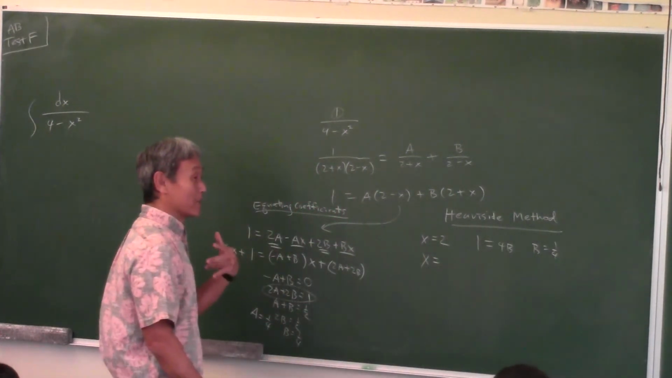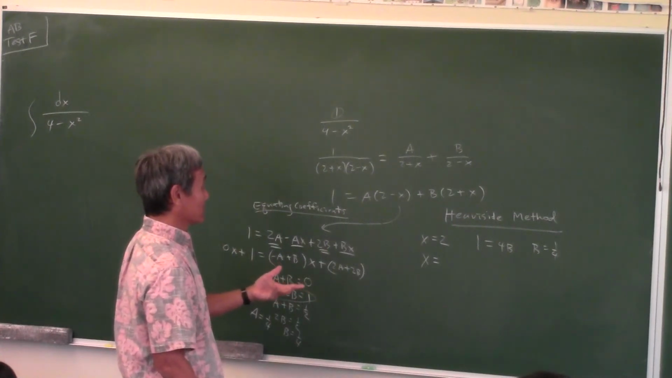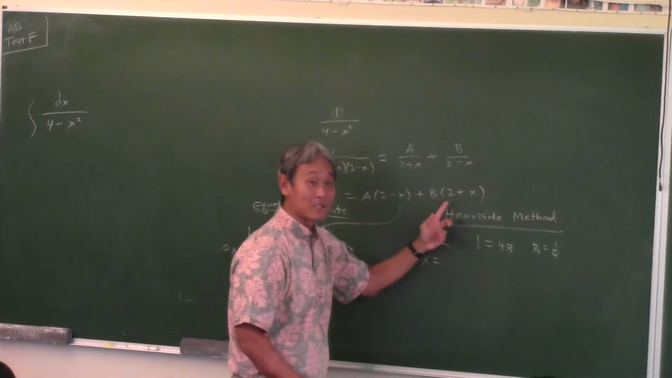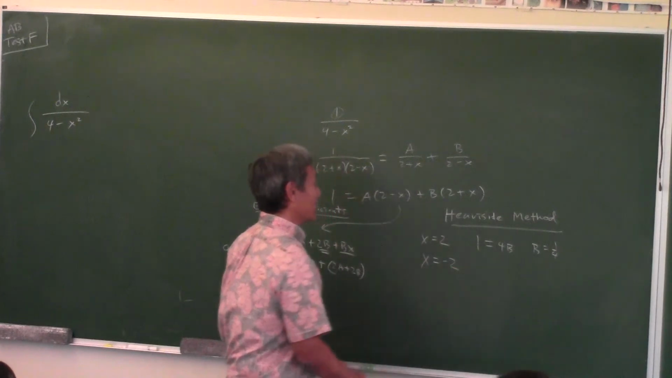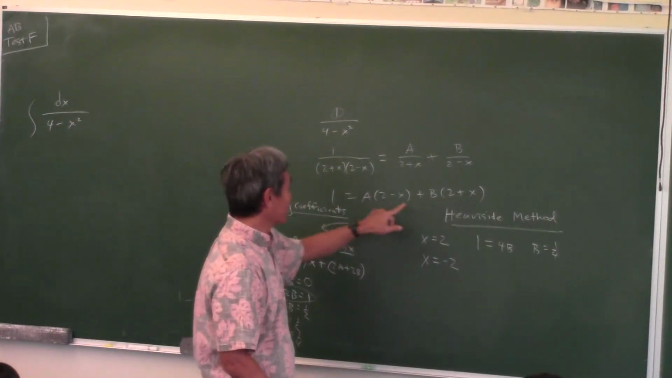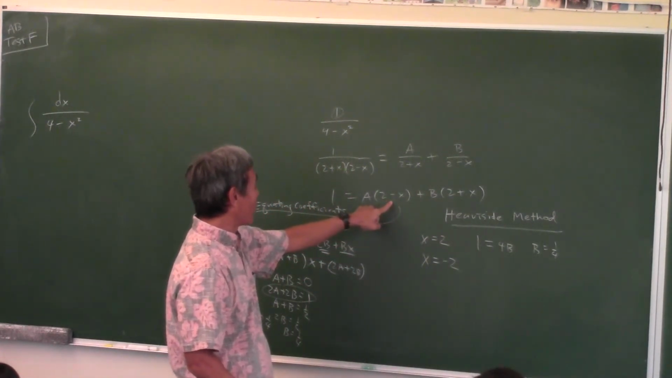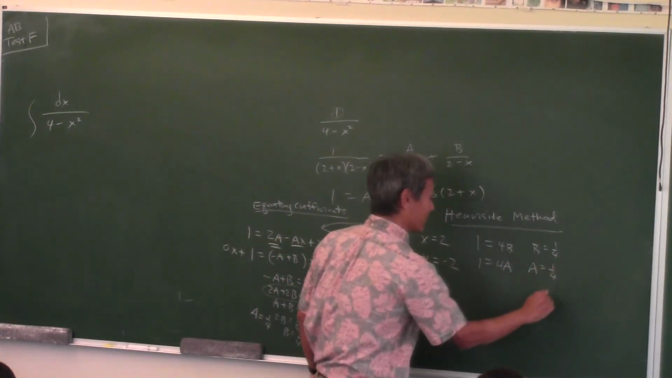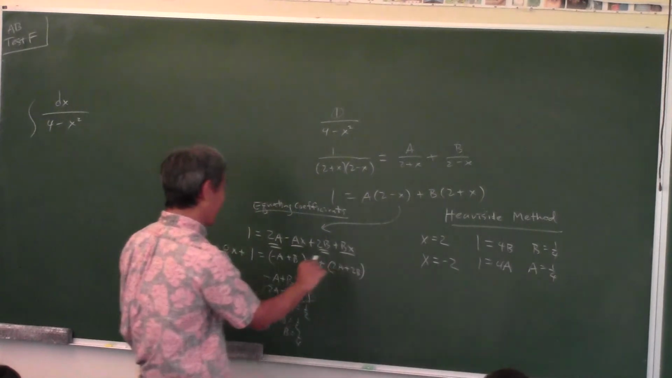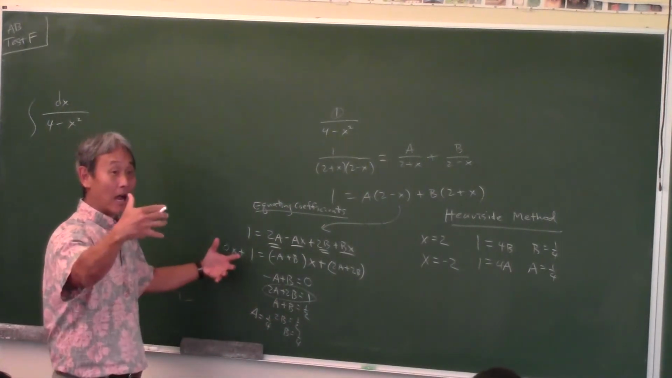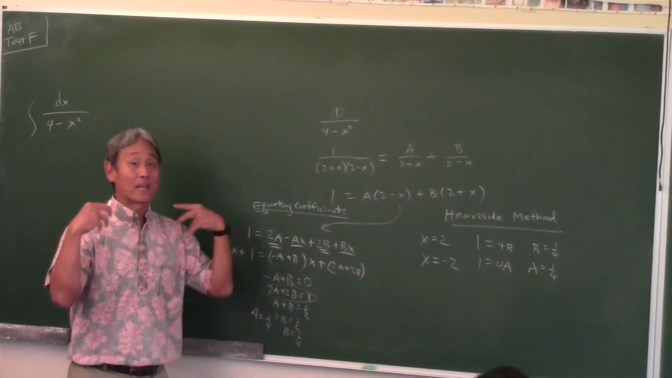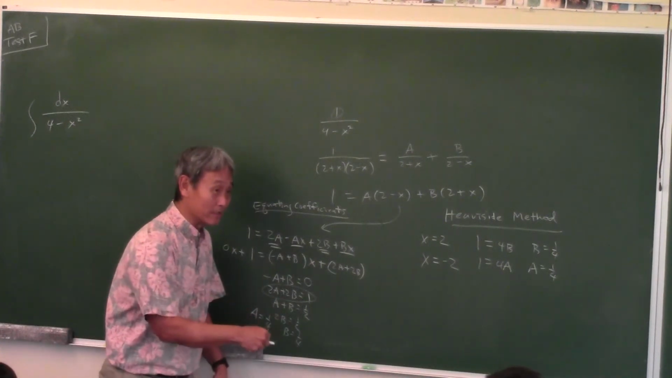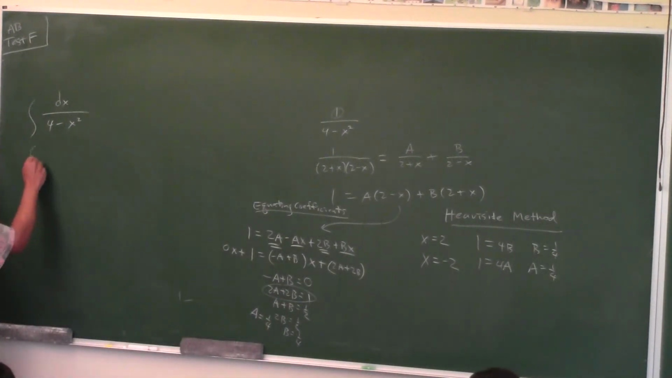Now, what's another good number to plug in for x? -2, because it'll make this term 0. If I plug in -2 for x, that's 4a, so you get 1 equals 4a, a is 1/4. So whether you do the Heaviside method, equating the coefficients, or a hybrid, you have to get that. I don't care how you do it, you have to get it. Now we go back to this integral.